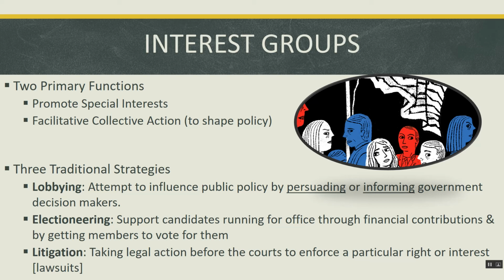The third and final of the three major strategies favored by interest groups is what we call litigation. To litigate, remember from prior lecture, is just to take a legal action before the courts. And when we say that interest groups litigate to promote special interests, what we mean is that they are taking legal action before the courts in order to enforce a particular right or to promote a particular interest.